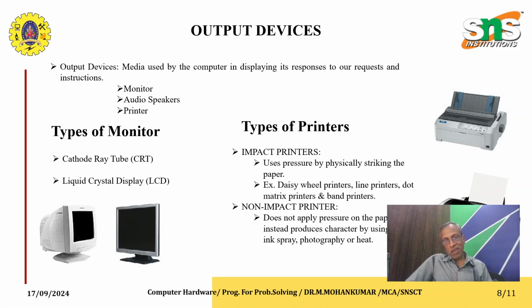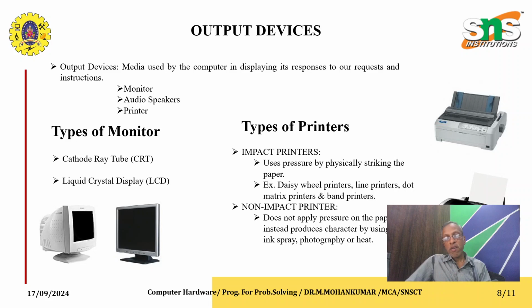So dot matrix printers come under impact printers. They use pressure on the paper to get the information. A non-impact printer just produces the characters by using a laser, ink spray and photography.